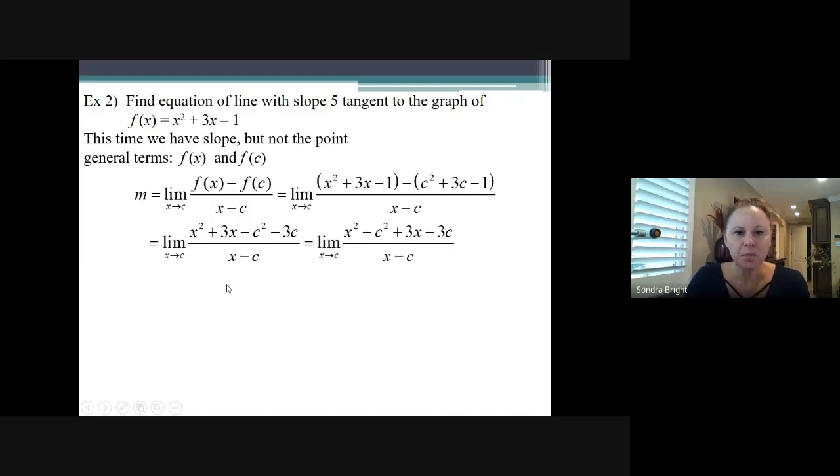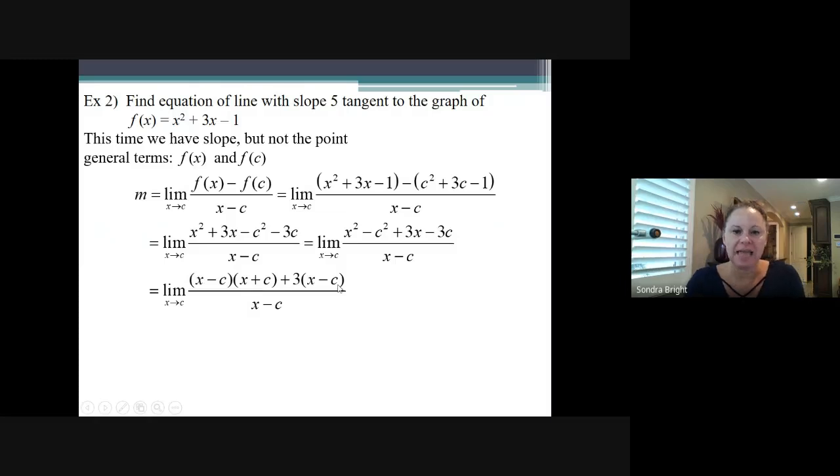So what I noticed is I could group these guys together, right? So I just rearranged them a little bit. I rewrote it as x squared minus c squared here, and I grouped the 3x and the minus 3c together also. And if I factor by grouping, x squared minus c squared, that's the difference of two squares. And so the first two terms factor as x minus c times x plus c. And then the last two terms have a 3 in common, so I'll factor out the 3.